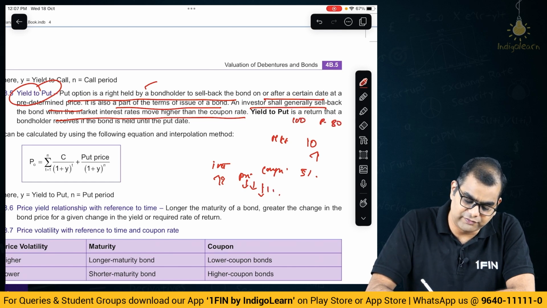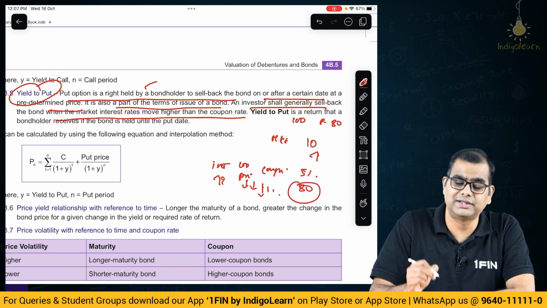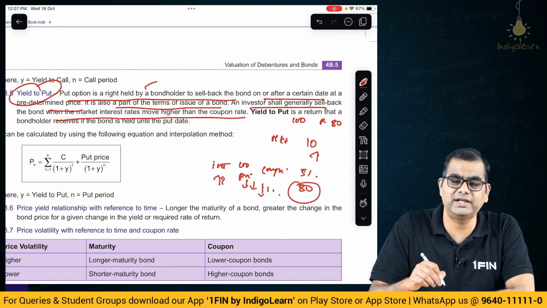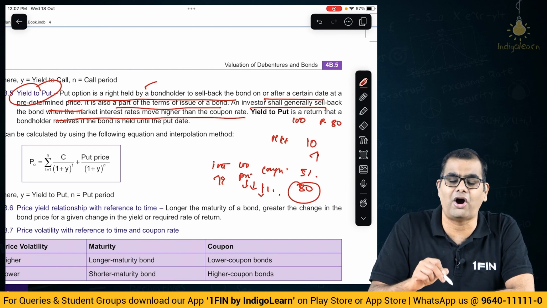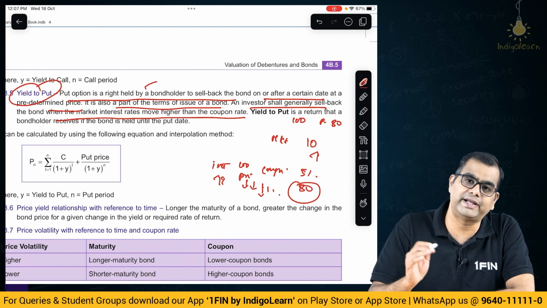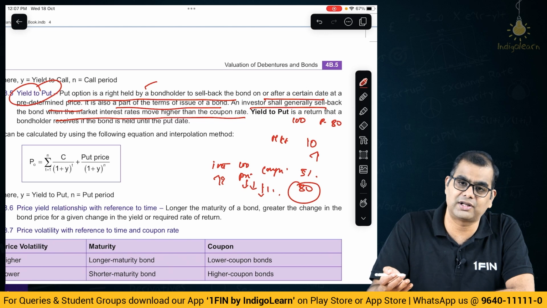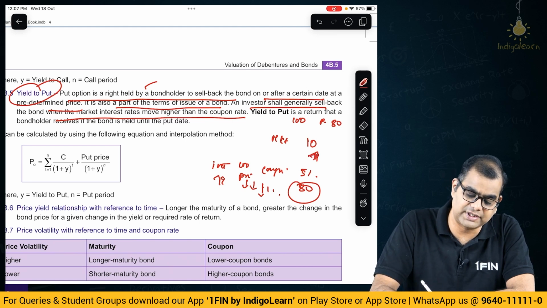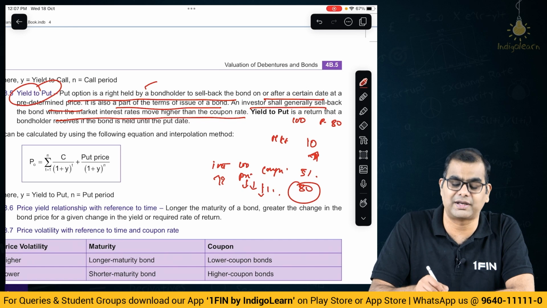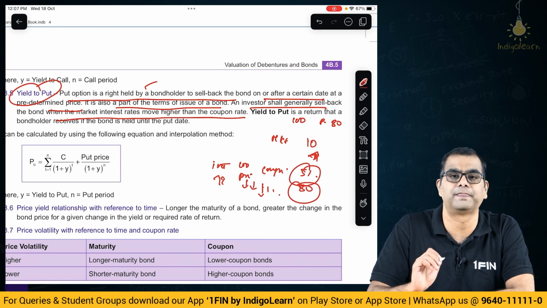So, the price keeps falling from 100, and the day it reaches 80, the existing bondholder is indifferent between having this bond at 80 or selling it back to the company at 80, because once they sell it back at 80, they will get that 80 and they can invest it at 10% or 11%, whereas if they keep it with this company, they will only get this 5%.